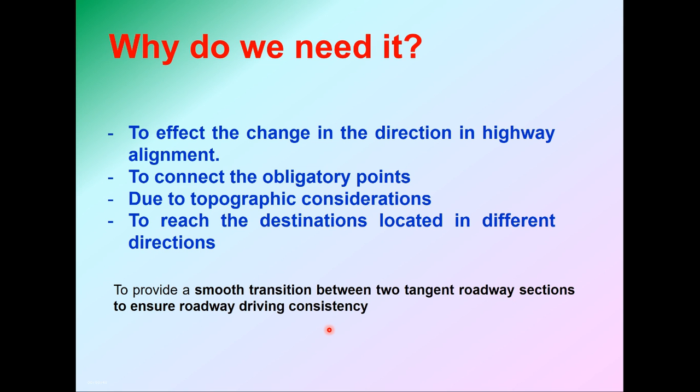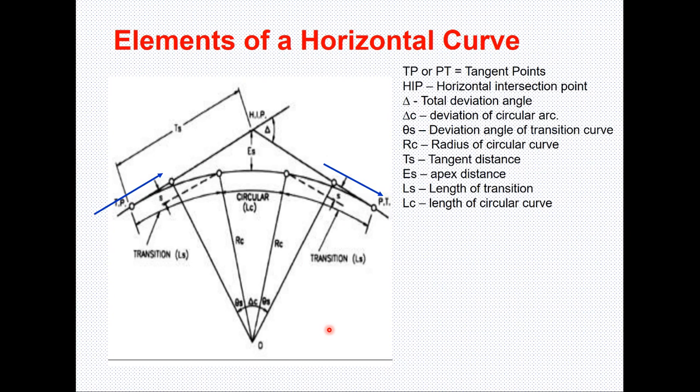So in short, a horizontal curve is needed to provide a smooth transition between two tangent roadway sections to ensure roadway driving consistency. Before we go to the details of design, let us quickly understand the elements of a horizontal curve. Now this is the highway, and this highway is required to change the direction from this direction to this direction, and it is effected through a circular curve at the center, and this circular curve is followed and preceded by transition curve on either side.